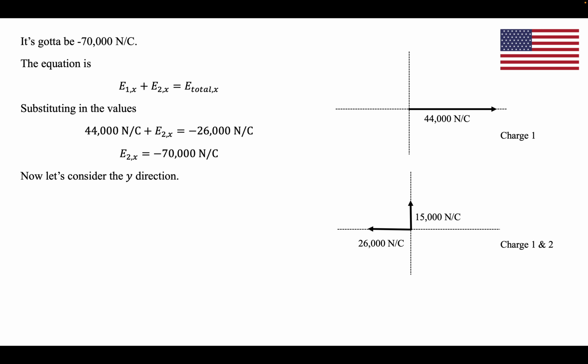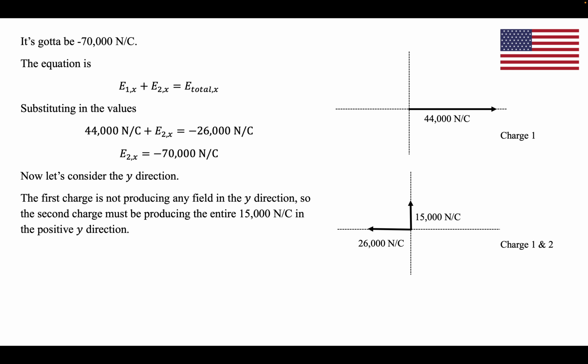Now we'll do the y direction, which is a little bit easier because charge 1 doesn't do anything in the y direction. We add charge 2 and all of a sudden there's a 15,000 newton per coulomb electric field upwards. It's got to be from the second charge. So E2 in the y direction is 15,000. So now we have the components. We can get the vector.